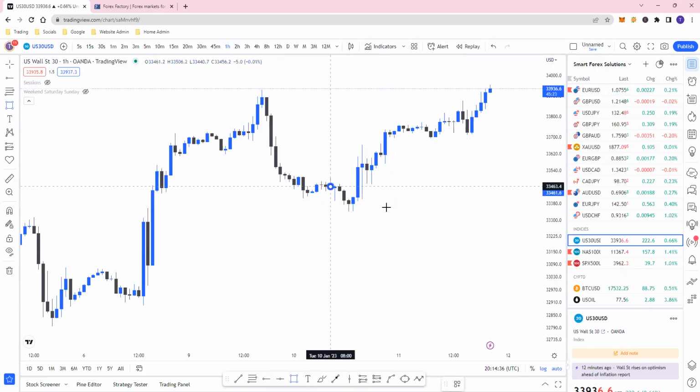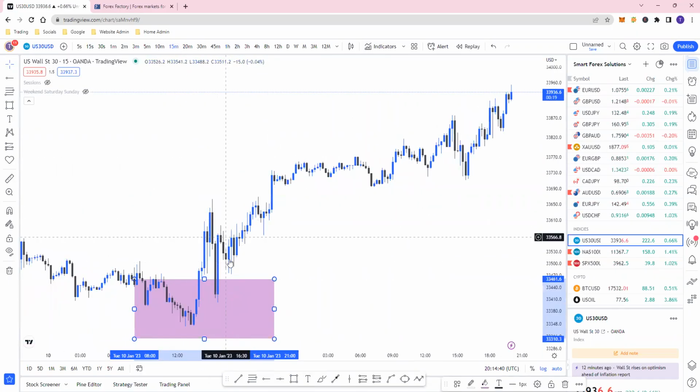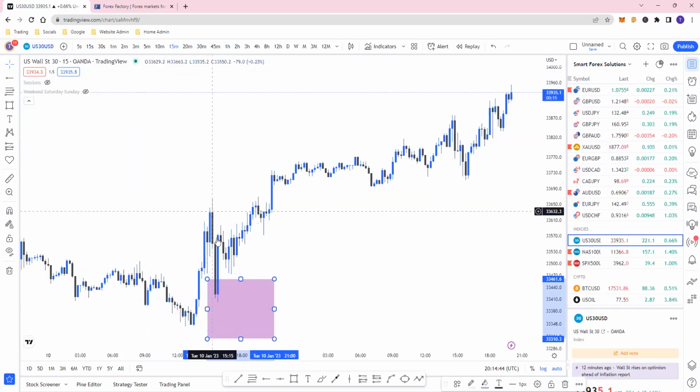In fact, if we have a little look at what's actually happened in here, we can hopefully get some idea. So price moves in, creates this structure, comes down, fills in this imbalance here within this order block right here. Price moves higher.